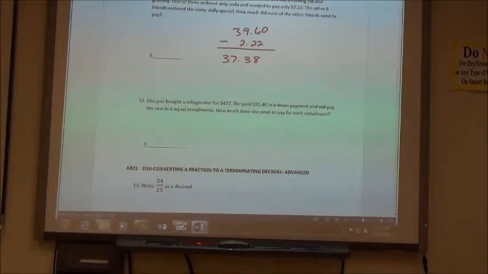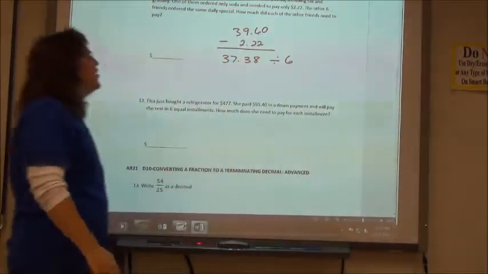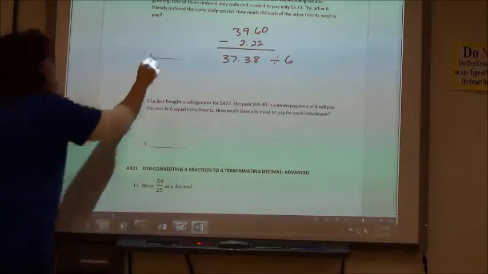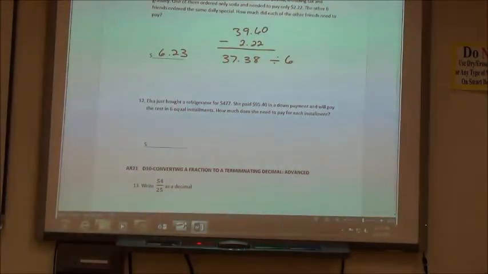What should we do with their $37.38? Divide it by 6 people, exactly. And so if you go ahead and divide that for me, $6.23. That wasn't too bad for lunch.